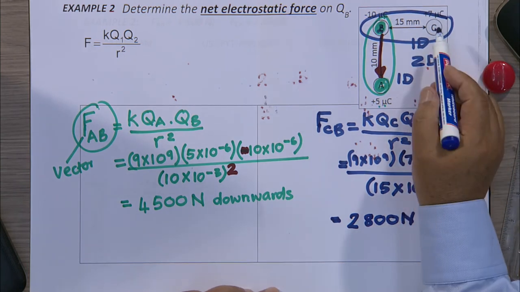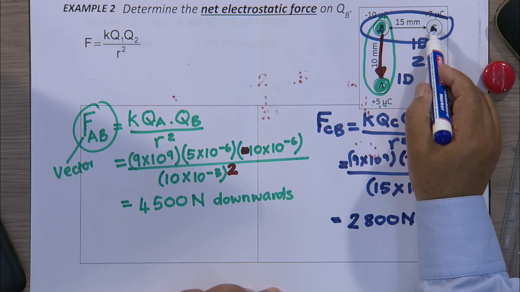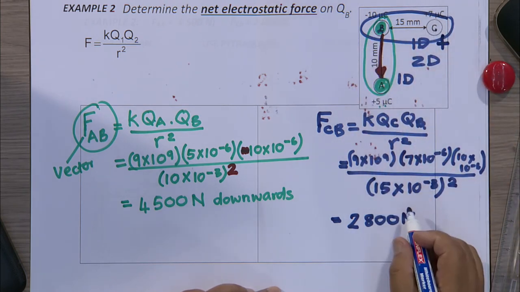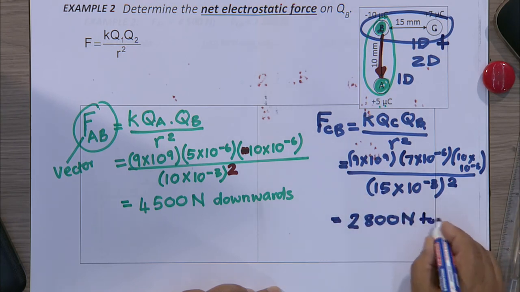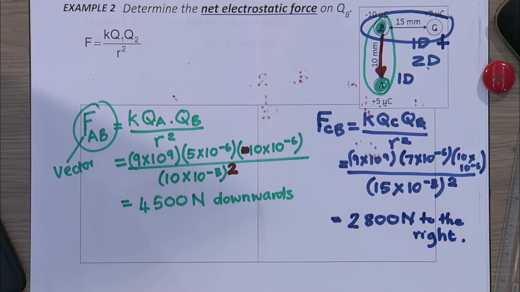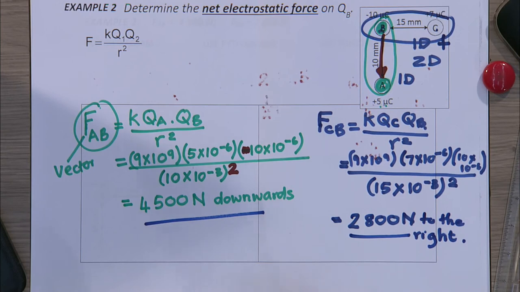Let's quickly work out what kind of force this is. Let us just see. It's a positive and a negative. Okay, so this positive one here is going to attract the negative one, so it will be to the right. Okay, so there are my two forces there. The one force is that, and then what I have to do after that is now I have to add up the two forces.